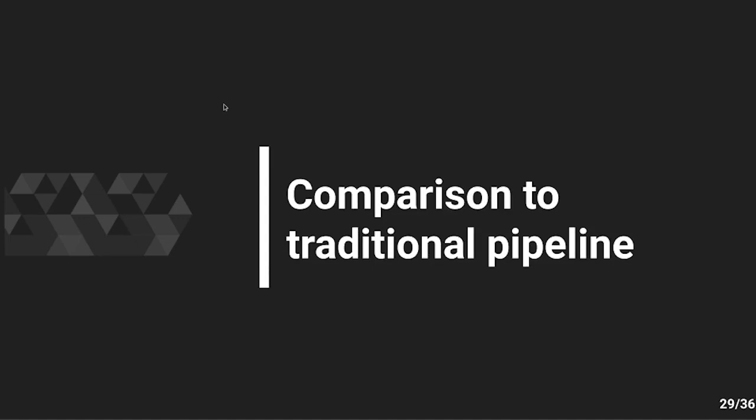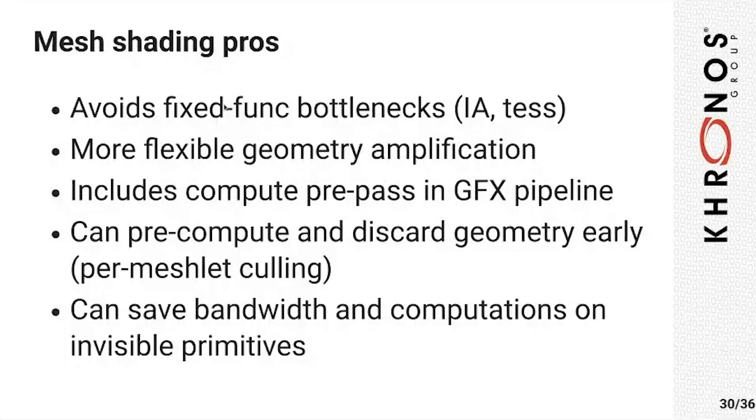So as a quick recap of all of that, let's do some comparison to the traditional pipeline. What are the good things about mesh shaders? What's the bad? The good thing is it avoids bottlenecks on fixed function hardware. It's more flexible. It basically includes the compute prepass because you have the task shader stage. And the advantage from that is that you can pre-compute and discard a lot of geometry very early without wasting resources on it, which also saves you a lot of bandwidth, because you don't want to waste bandwidth on things that you don't see on the screen.